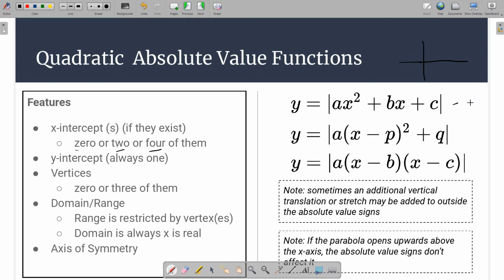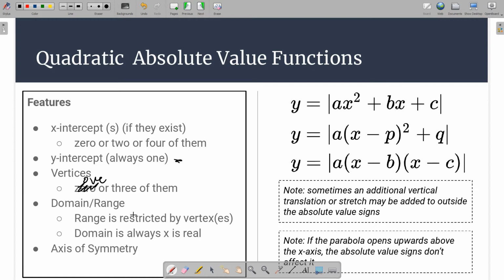So let's say you have like a minus q value here, whatever it is. And so you've had a vertical translation down, and so your quadratic looks like this. And so you can see you've got an x-intercept, an x-intercept, an x-intercept, and an x-intercept. That's the way you can get 4 of them. There's always going to be a y-intercept. You're going to have several vertices. This should say 1 to 3 of them, not 0. I'll change that in your notes. 1 to 3 of them.